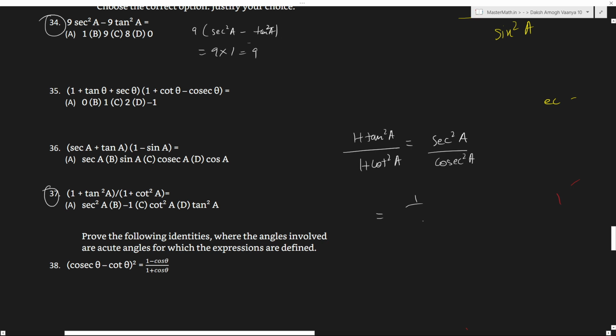And what is cosecant? Cosecant is 1 by sine square. And what is secant? Secant is sine square A. I am asking what is secant A, in terms of whose reciprocal? Secant A is the reciprocal of one, and cosecant A is the reciprocal of another. Just check and tell. You can refer to your notes.